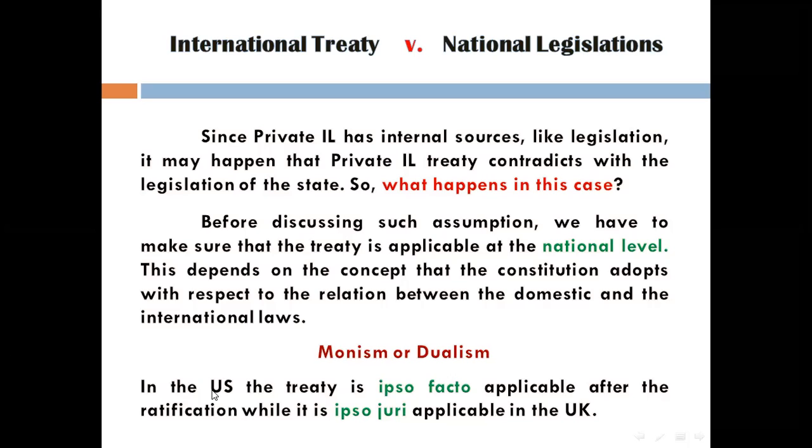Okay, so in the US and France, for example, they adopt the monism concept. That's why the treaty, when it is ratified by the state, is part of the legal regime inside the state immediately, ipso facto. However, ipso iure, the state has to promulgate a law which adopts this treaty in order to validate this treaty inside the legal system. Okay, so this is the difference between the ipso iure and the ipso facto effect.